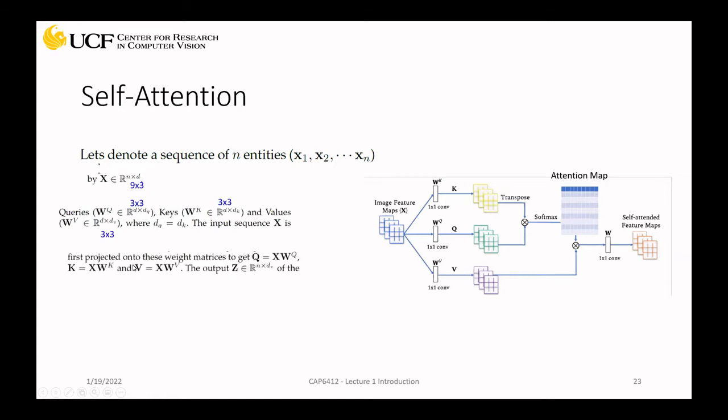Now when we get this QKV, we find that Q becomes 9 by 3, because X is 9 by 3 and WQ is 3 by 3, so it becomes 9 by 3. In the same way, K will be 9 by 3 and V will be 9 by 3.